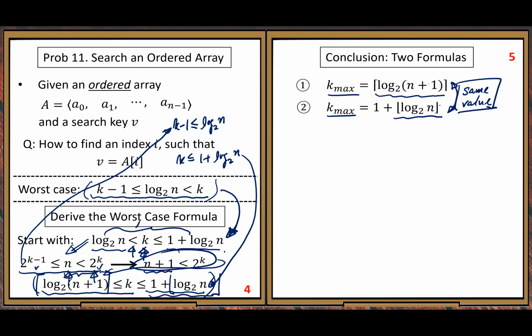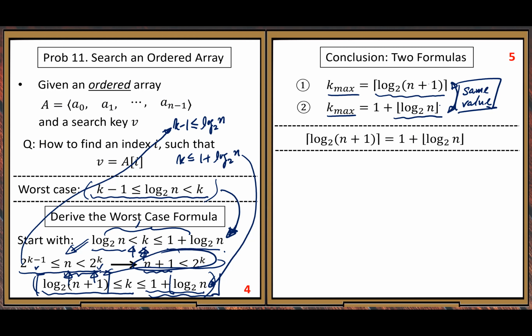Based on our analysis, these two expressions should be the same, although it may not be obvious when you look at them. They must be the same. And we can use mathematical induction to show they are the same. So we have this formula, and this equality can be proved by mathematical induction.